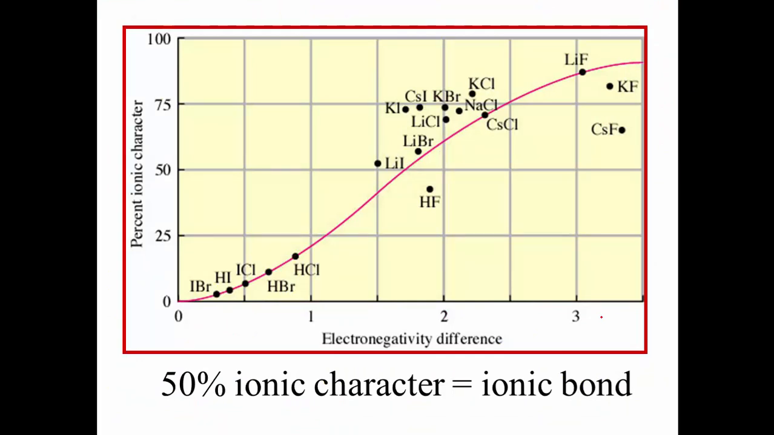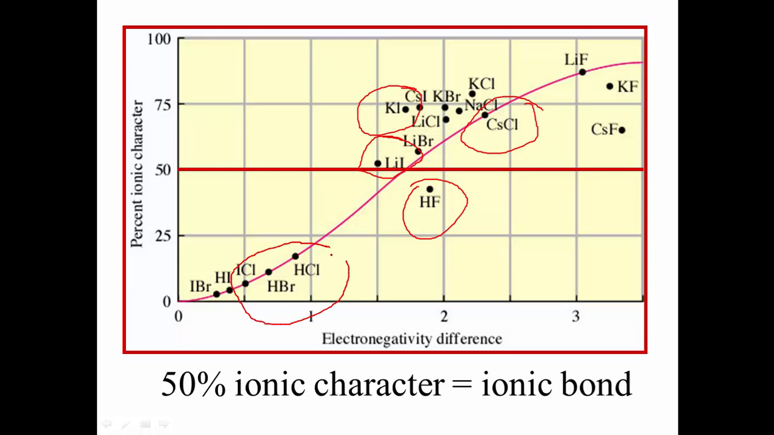Your ionic character is defined as 50%. So you have an ionic bond if you have 50% ionic character, which is always, if you look at these, that are 50% and above, are ionic, and then below that you have covalent bonding.